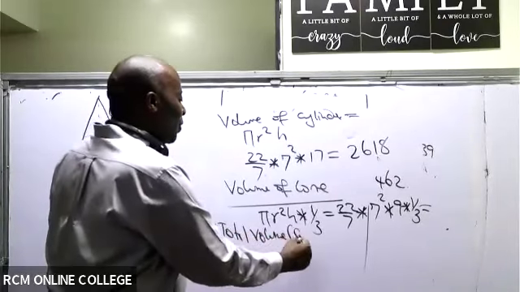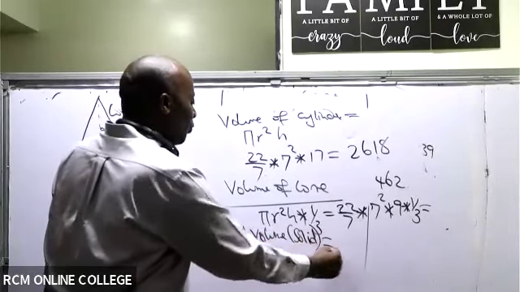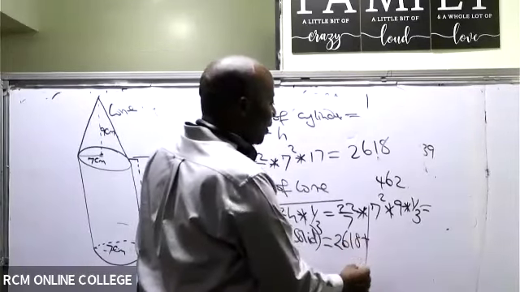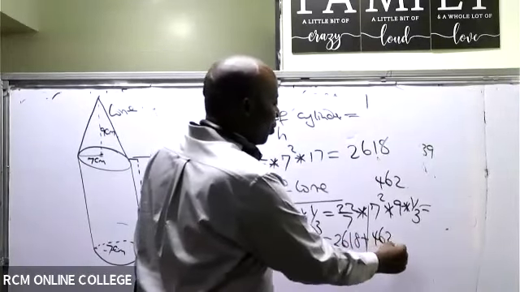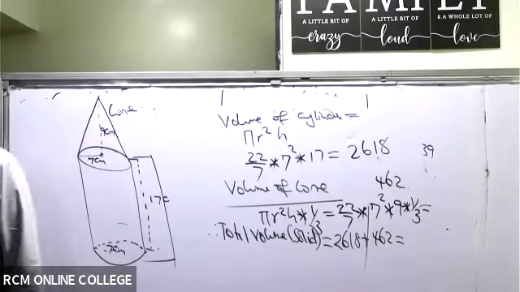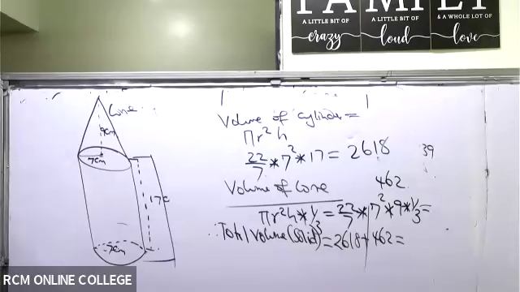And therefore, the total volume for the entire solid will be 2618 plus 462, which will give us what figure? The answer is 3080.